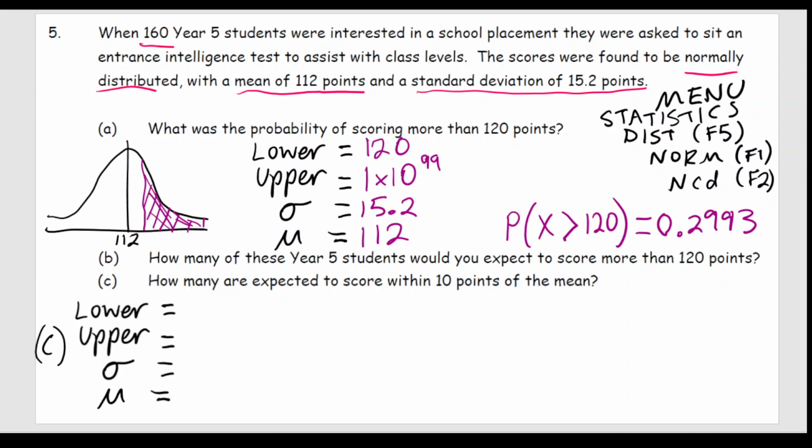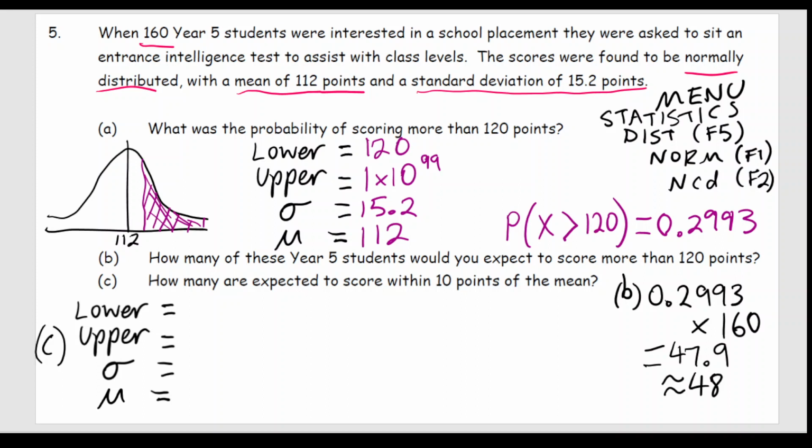For part B of this question, they're asking us how many of these students would you expect to score more than 120 points. What we need to do in this case is take our probability, 0.2993, and multiply that by the amount of students, which is 160. What we will find there is that we are expecting 47.9 students are scoring above this score, and always remember to make that a whole number. So 48 students score 120 plus.